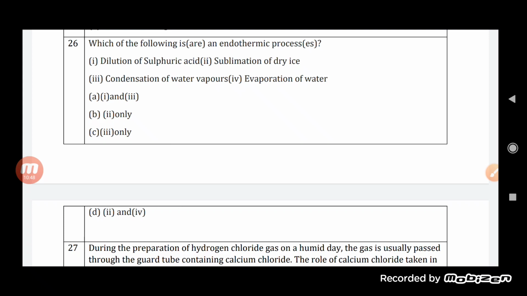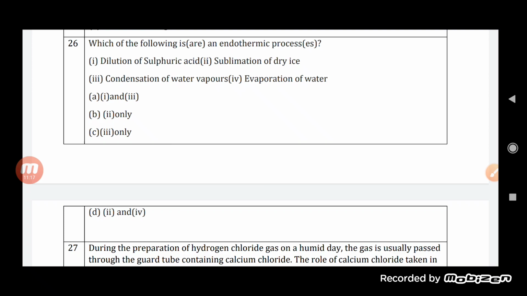Condensation of water vapor. In the condensation of water vapor, heat is released. We know that water vapor releases the heat it had already absorbed and gets converted into water droplets. So this reaction involves a release of heat. It is not an endothermic process, but it will be what? It is an exothermic process.